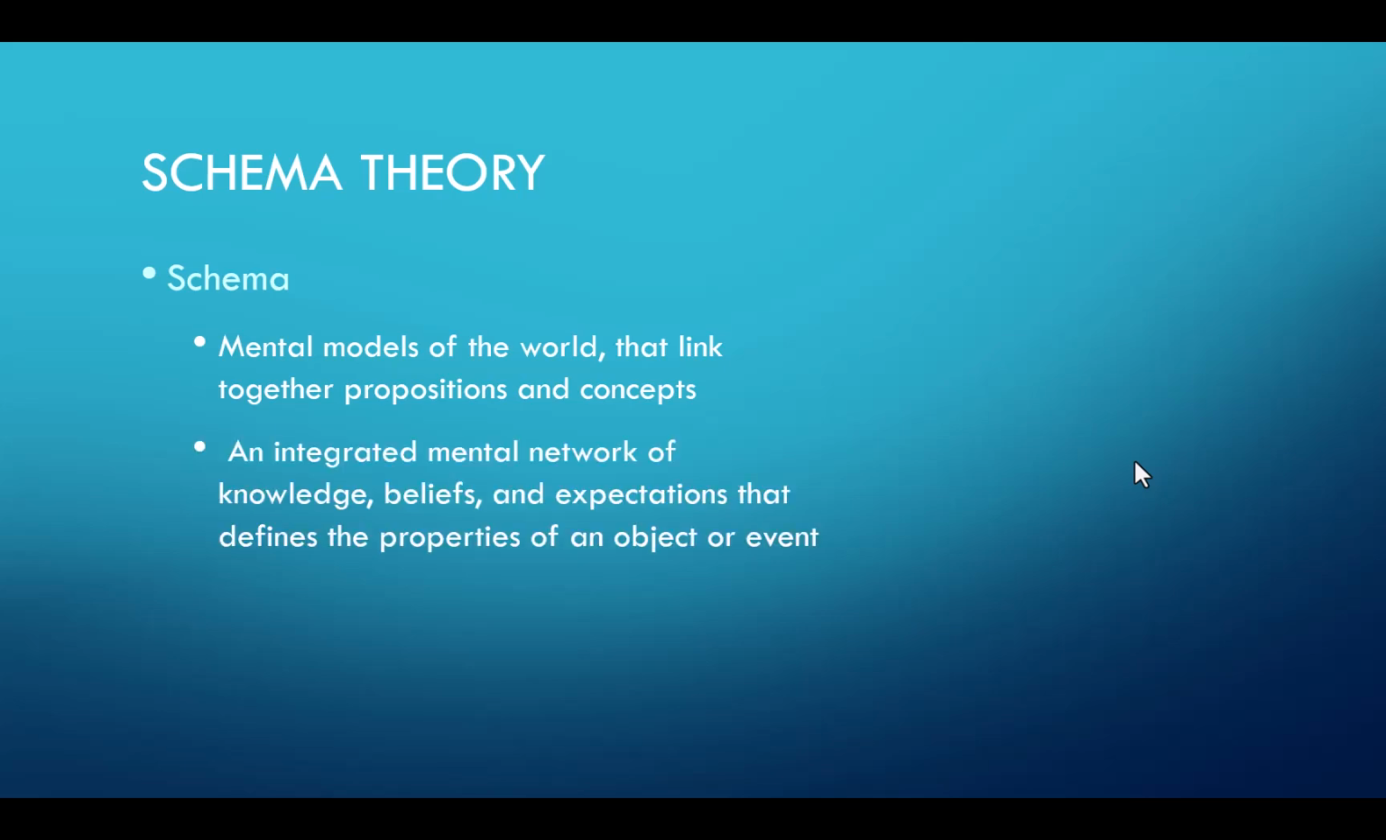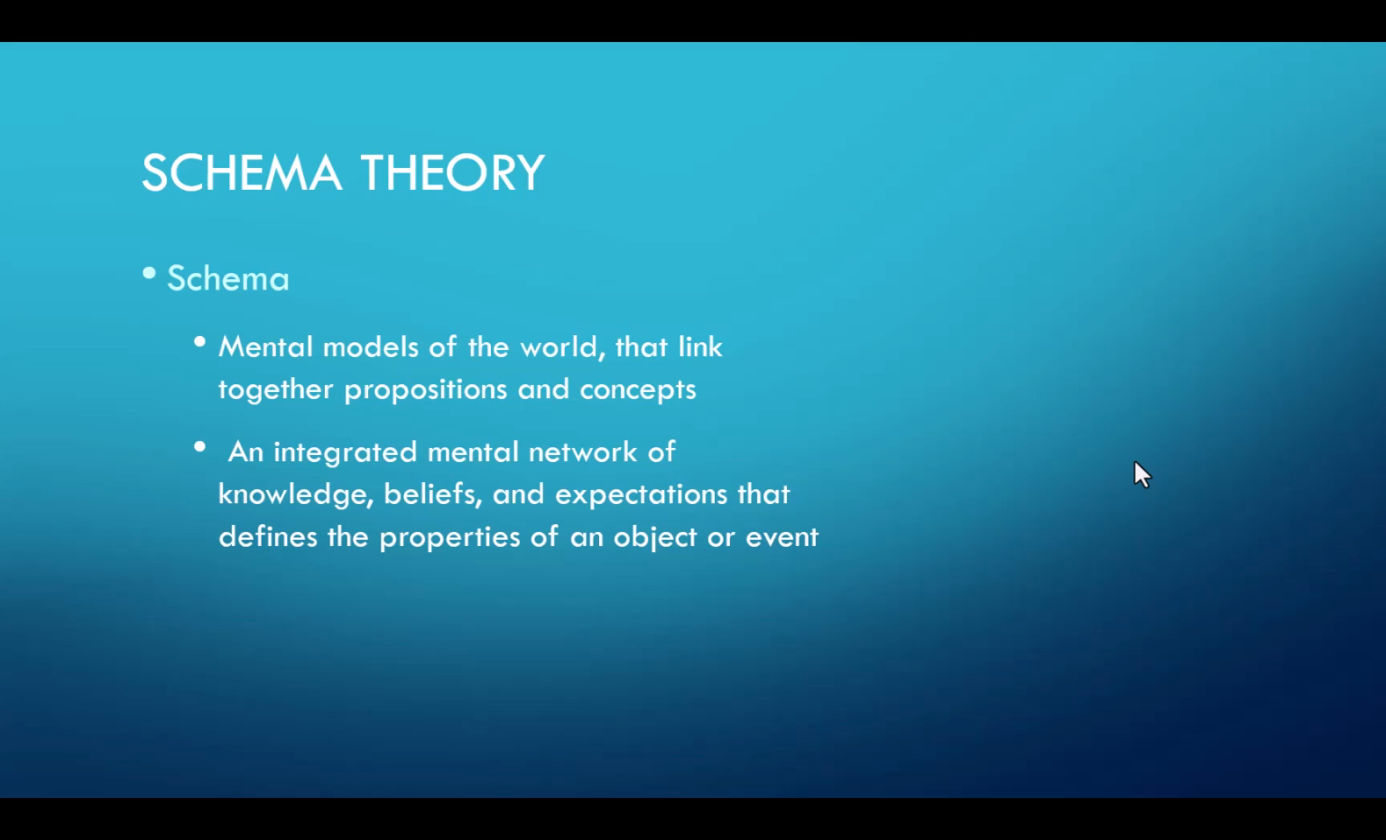The cognitive schema is going to integrate our knowledge, our beliefs, our expectations that define the properties of an object or an event. So it's going to take all that information we have from all of our different experiences and put it together into a mental network, connecting those different concepts together. Now, these schemas help us make decisions more quickly. They help us associate things that we're coming across in the environment very quickly. However, they can also lead to assumptions about individuals or events, and that can lead to biases.